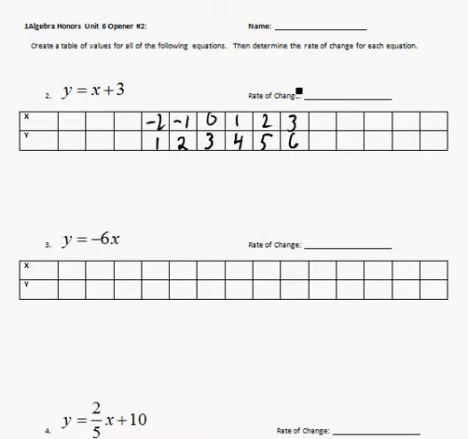Now, to determine the rate of change, we want to know how much the y's change per x. Well, we can see that these y values are increasing by 1 as the x values increase by 1. So, the rate of change would be 1 y per 1 x, or simply 1.